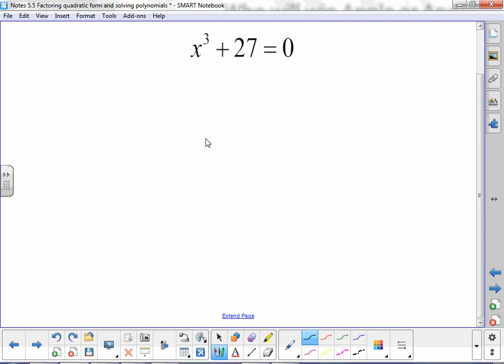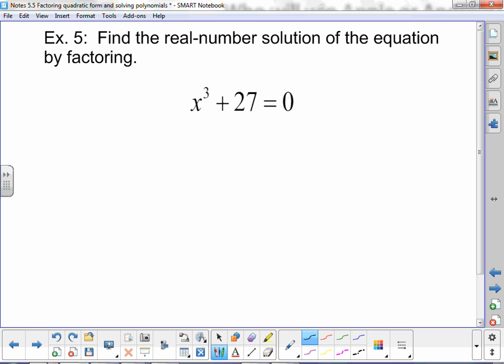All right. Some of your problems, actually all of the ones at the bottom, say find the real number solutions, which means that if you get an imaginary part, then I don't want that part. I just want the real parts. So with this one, there is a way to do this without factoring, but since it says to factor, you need to factor. The way to do it is subtract 27 and take a cube root, but the directions say factoring.